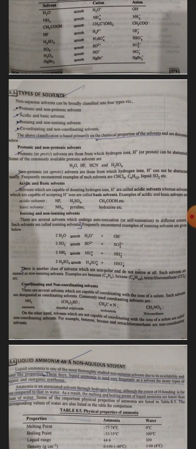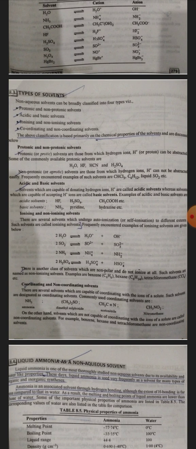Acidic and basic solvents. Solvents which are capable of donating hydrogen ions are called acidic solvents, while solvents which are capable of accepting H+ ions are called basic solvents. Ionizing and non-ionizing solvents. There are several solvents which undergo auto-ionization or self-ionization to different extents. Such solvents are called ionizing solvents. Frequently encountered examples are listed. This is another class of solvents which are non-polar and do not ionize at all. Such solvents are non-ionizing solvents.